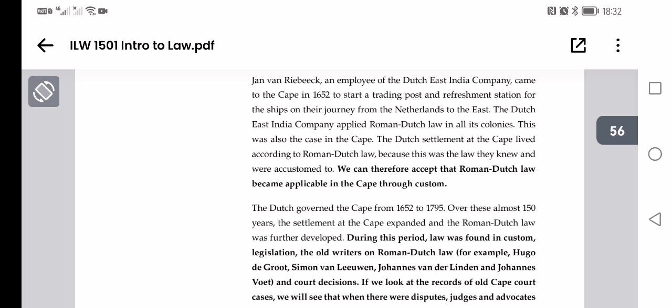The Dutch settlement at the Cape lived according to the Roman Dutch law because this was the law that they knew and were accustomed to. We can therefore accept that Roman Dutch law became applicable in the Cape through custom.